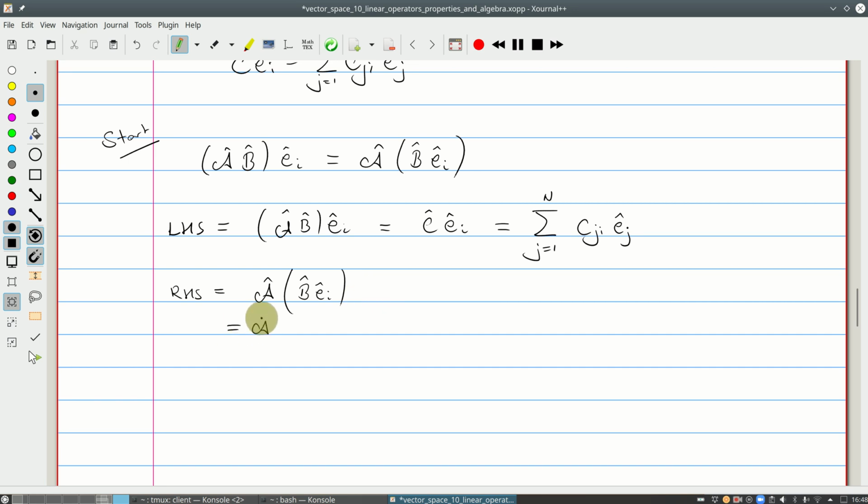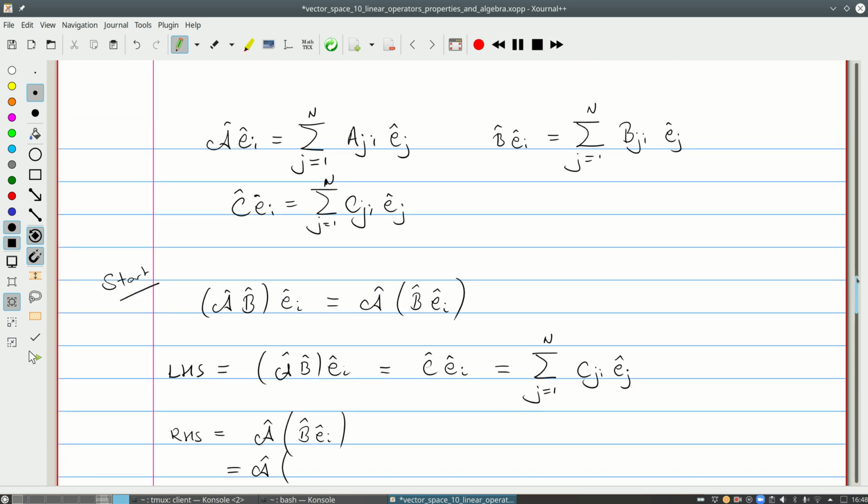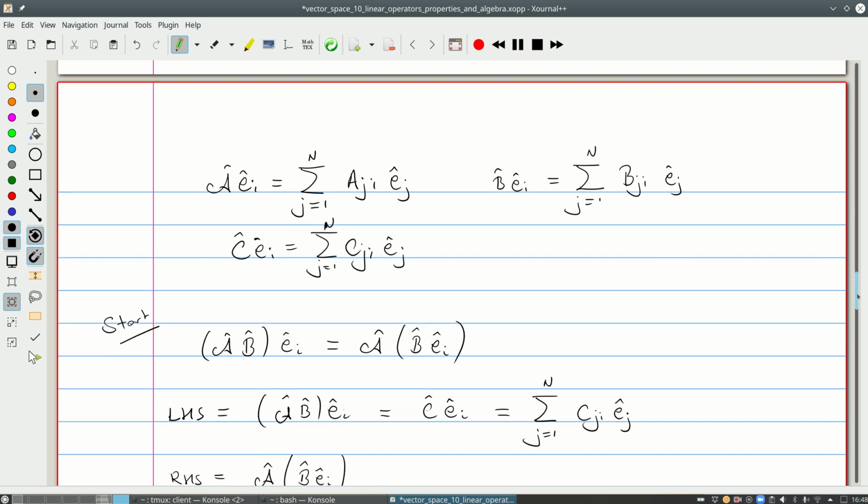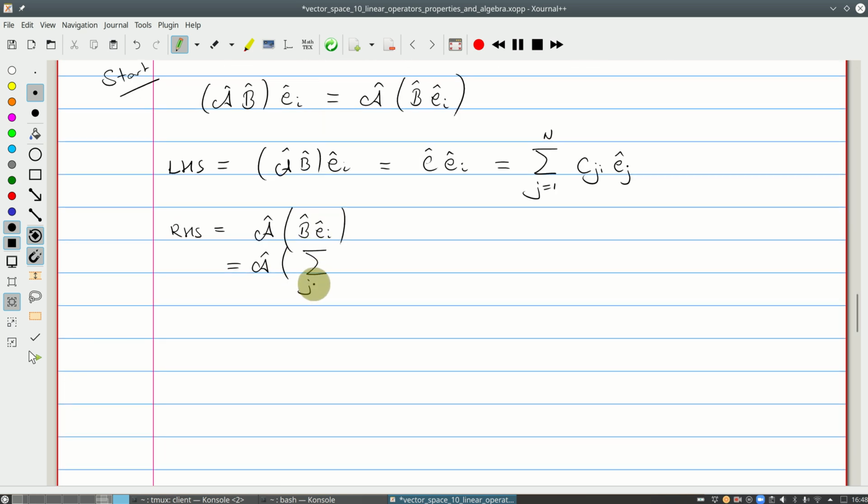Okay, so that's going to be A hat operating on, now B hat operating on e_i is here. It's the sum over j of B_ji e_j. All right, and now this is a linear combination of vectors. Now remember, a linear operator is called a linear operator because when it operates on a linear combination of vectors, it's the same as the linear combination of A hat operating on each of the vectors in turn. So this means we can pull out the sum. That's a short way of saying it. B_ji is a scalar, it's just a component, and then we have A operating on e_j.